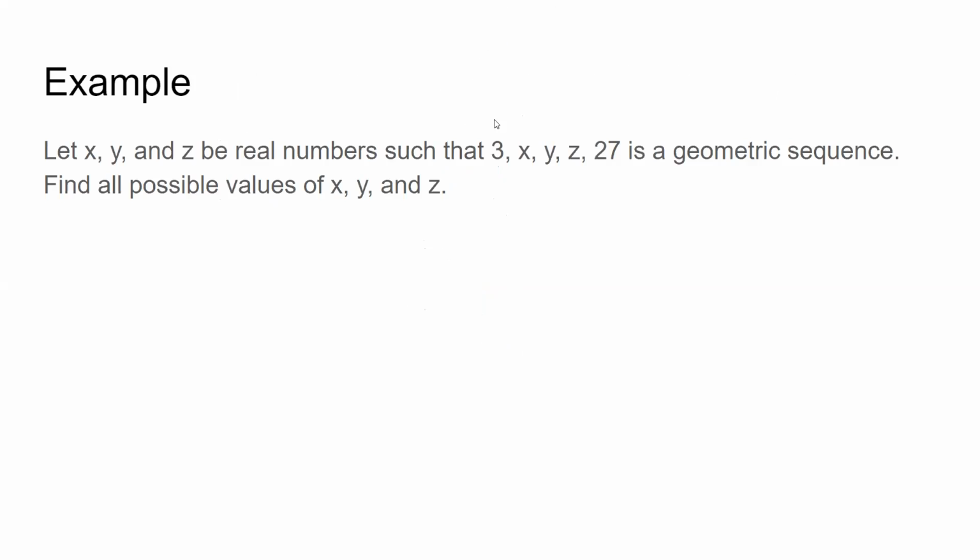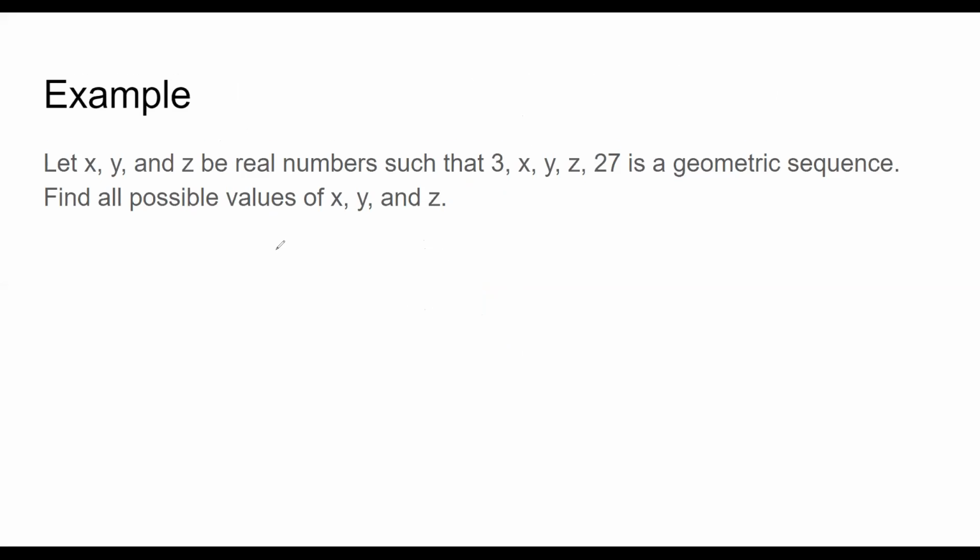So here's our example. Let x, y, and z be real numbers such that 3, x, y, z, 27 is a geometric sequence. Find all possible values of x, y, and z. So here we're multiplying by r, by r, by r, and then by r again. So what we're going to have is 3 times r to the fourth power is equal to 27.